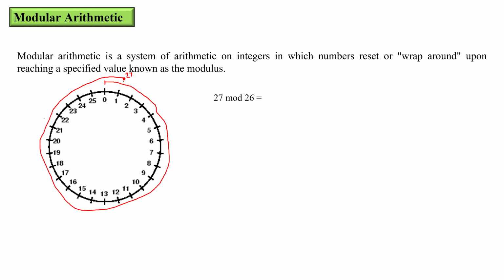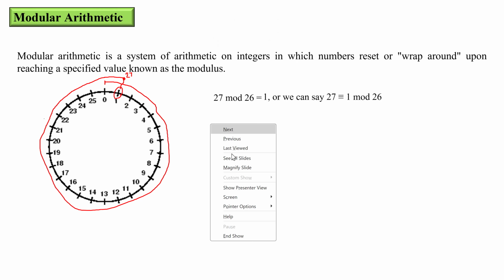Now we see that this 27 is equivalent to the number 1 on the circle. So we say that 27 mod 26 equals 1, or we say 27 is equivalent to 1 mod 26. For negative values, we do the same thing, but we turn in the left direction.